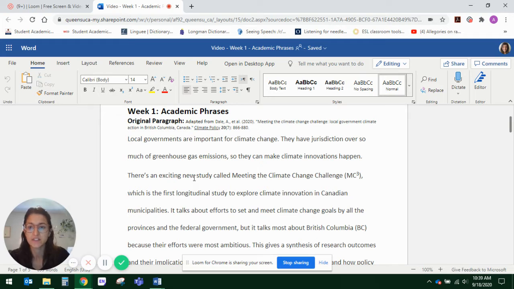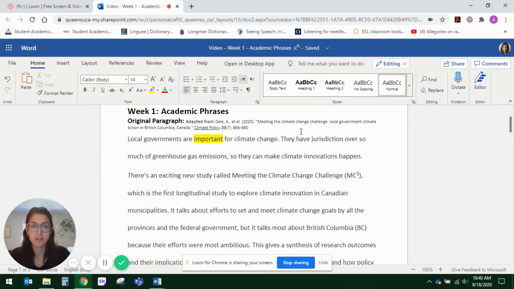That first sentence is, local governments are important for climate change. And the first thing I notice is this word important. That is a vague, value-laden word that doesn't really tell me anything explicitly as the reader. What's important to me as the writer might not be what my reader thinks is important, or it might not paint that same mental picture.